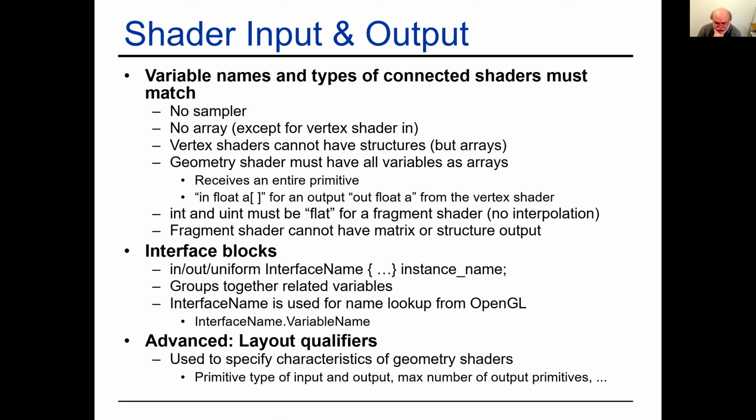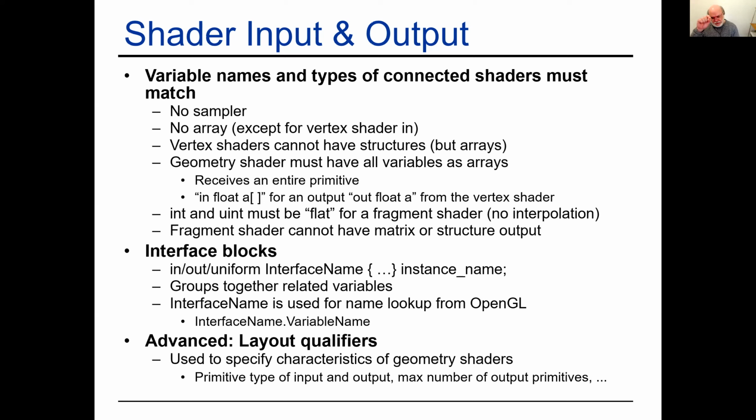And geometry shaders, since they receive an entire primitive with, for example, 3 vertices, always receive arrays. You cannot interpolate int variables because that doesn't make too much sense. And fragment shaders cannot output matrices or structures because the output goes to a frame buffer, and matrices or structures don't make much sense for frame buffers.